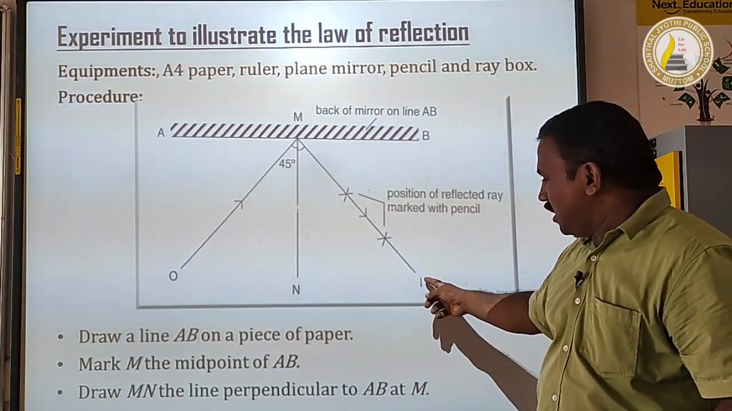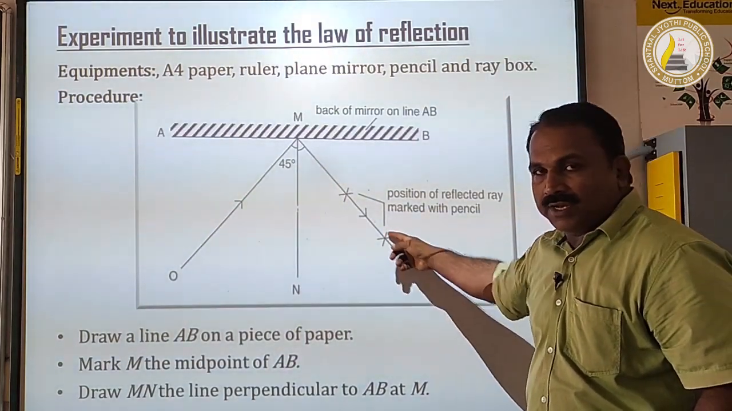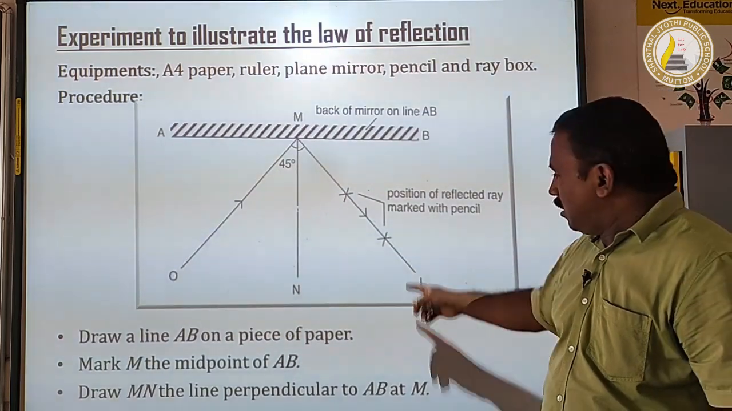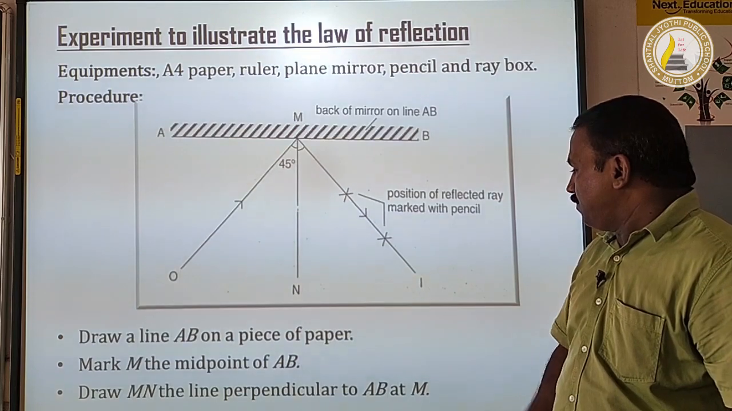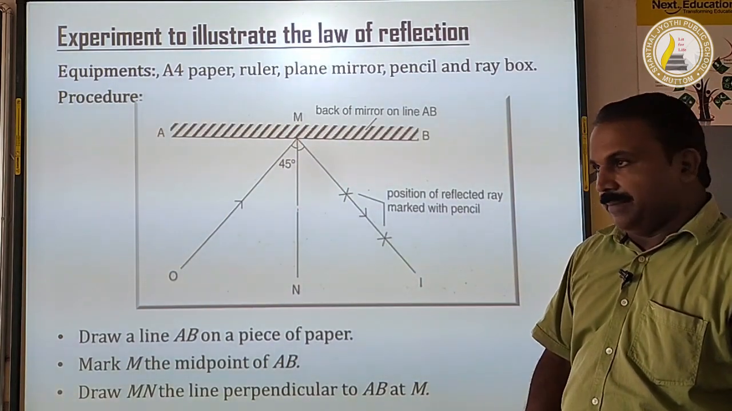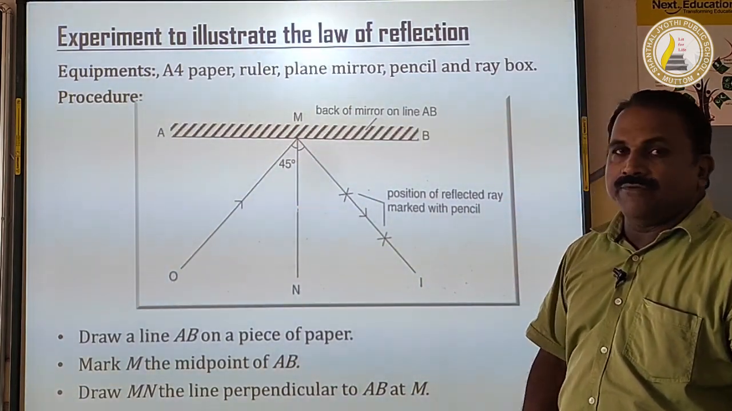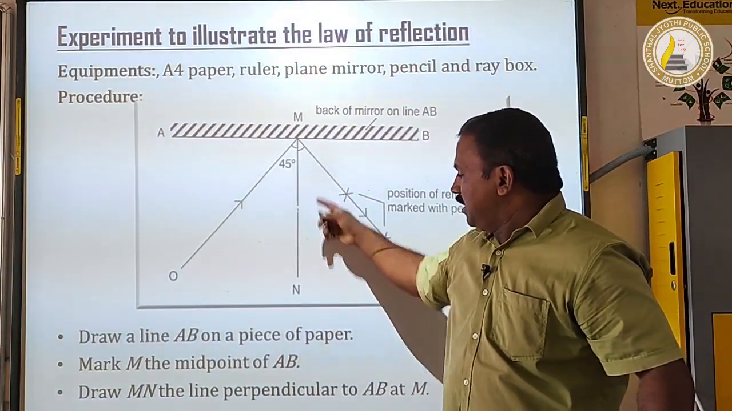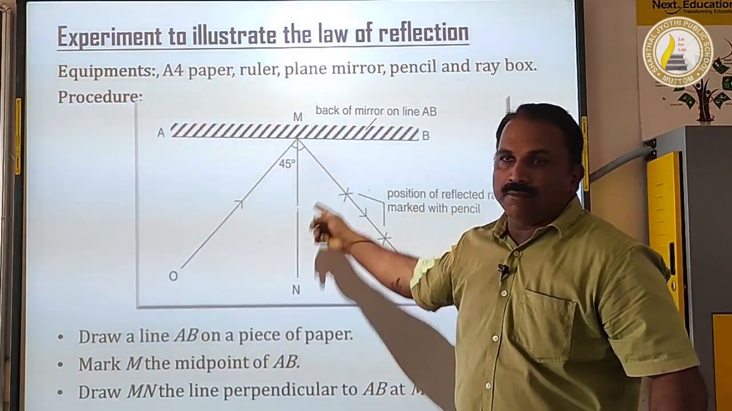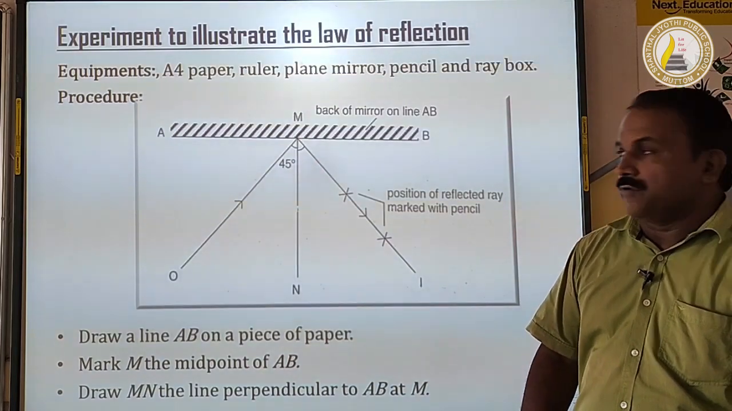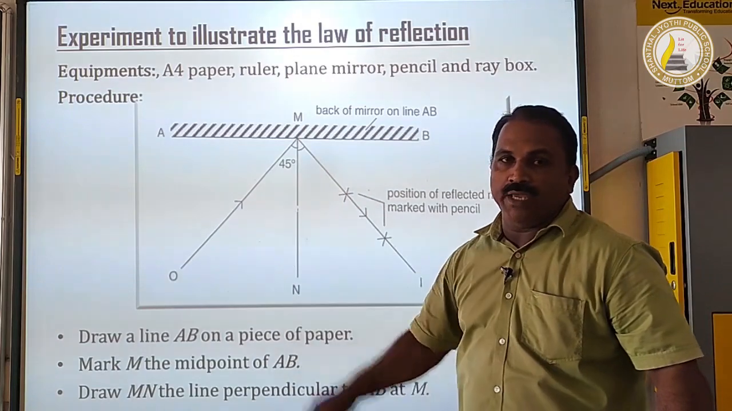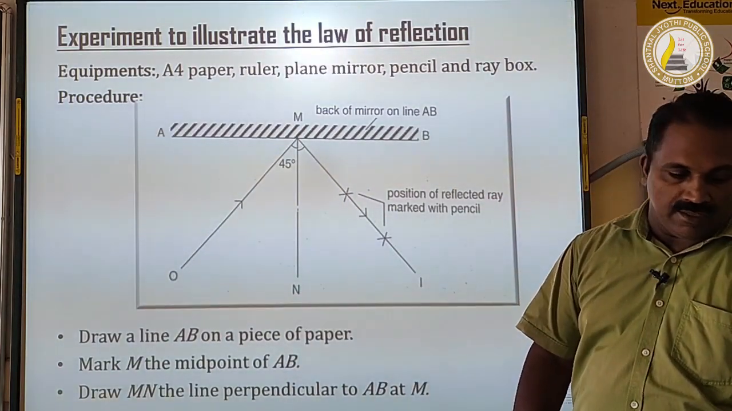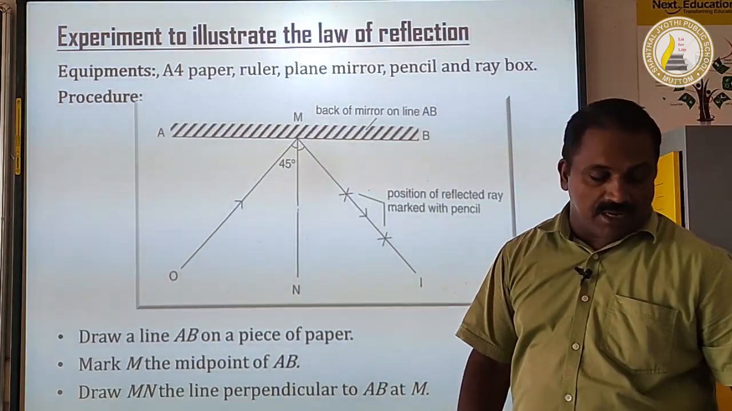So we can see the image, the reflected ray, on the A4 size sheet of paper. We can draw the line MI, that means the image or reflected ray. Then we can measure this angle, the angle of reflection. There we will get this angle as 45 degrees. That means the angle of incidence must be equal to the angle of reflection.